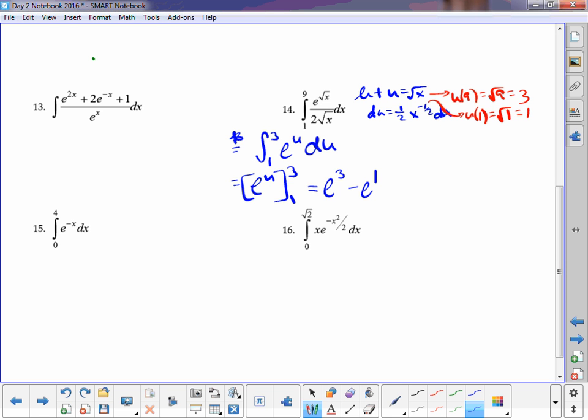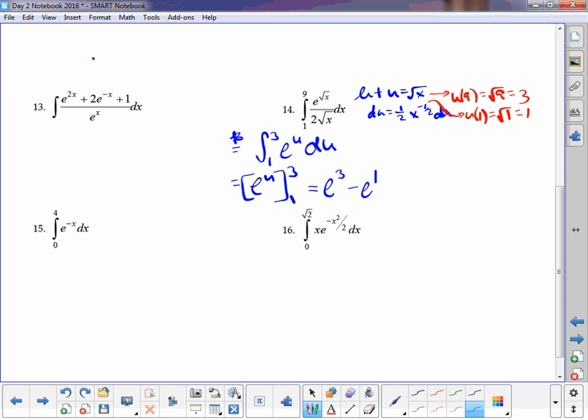Now, once you do your antiderivative, you are allowed to change this back to be e to the square root of x and change your bounds back to 1 to 9 and do it that way. It's just going to be more work, though, because you've already changed the bounds, so changing it back is kind of undoing the work that you just did. But you're more than welcome to. You're just creating more work for yourself.